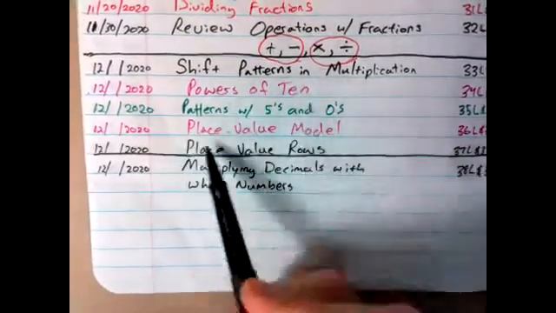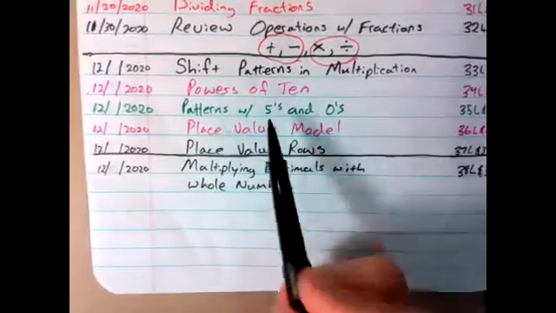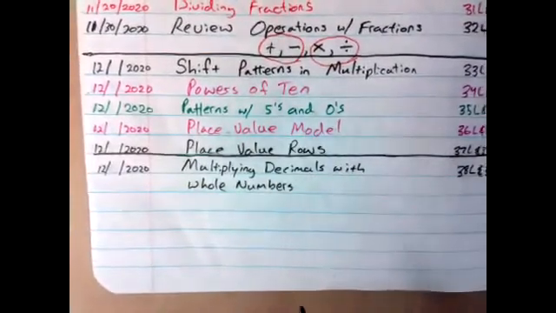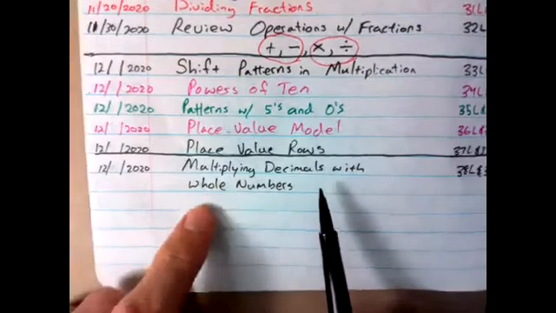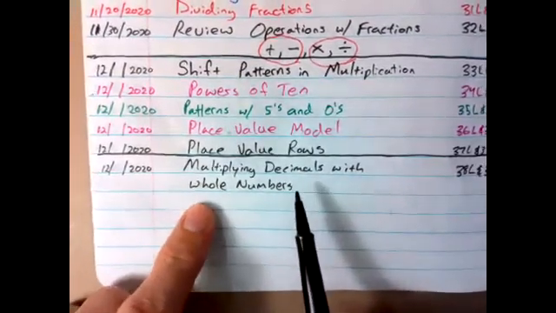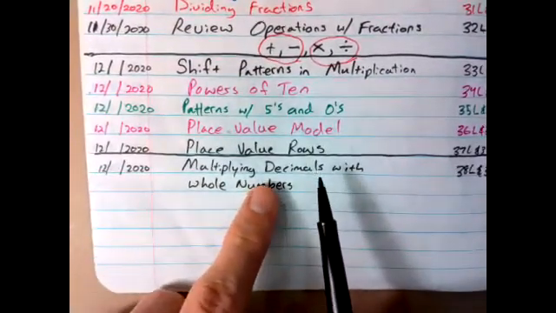So we're going to take all that we learned about powers of 10, multiplying by fives and zeros, place value models and rows. We're going to apply it to whole numbers and decimals.